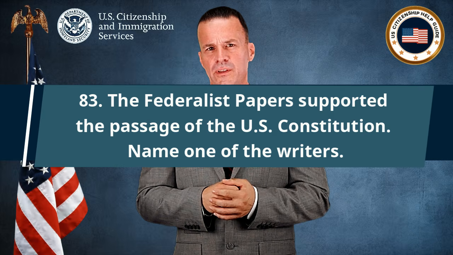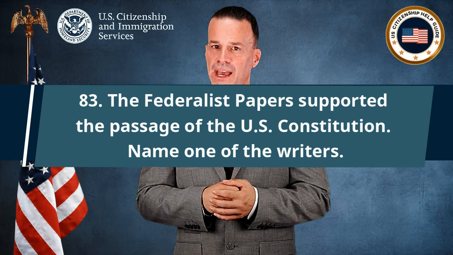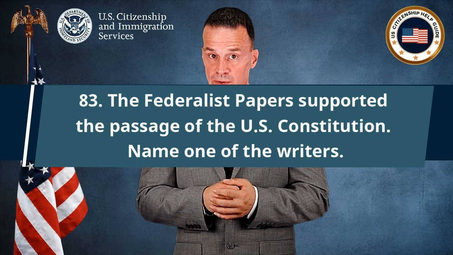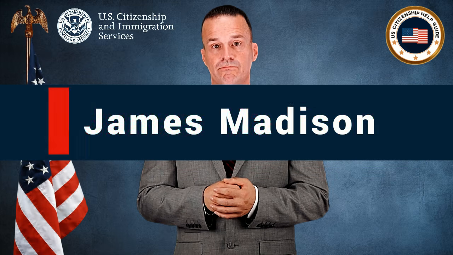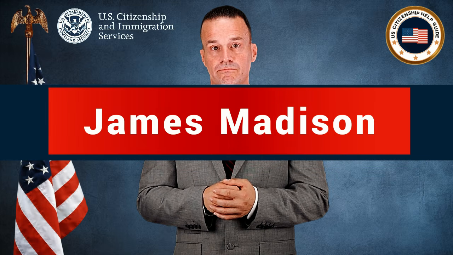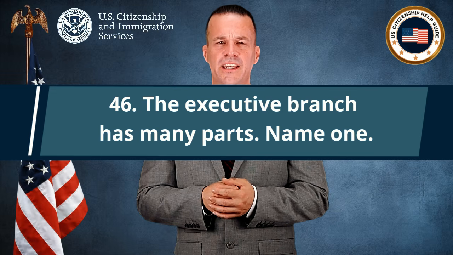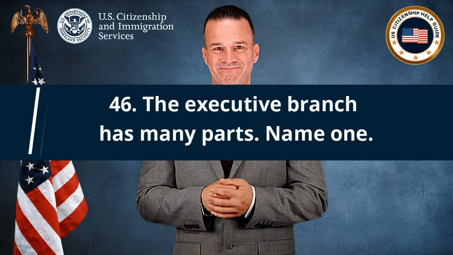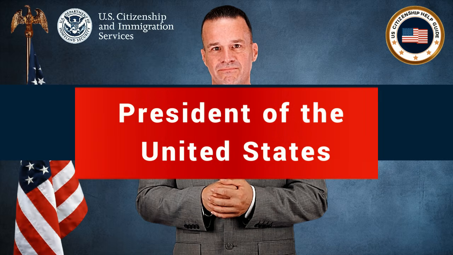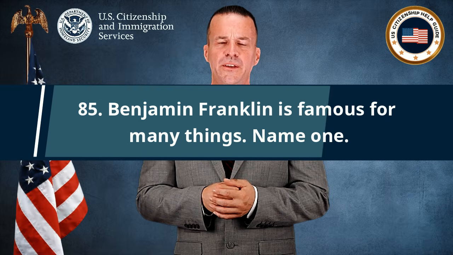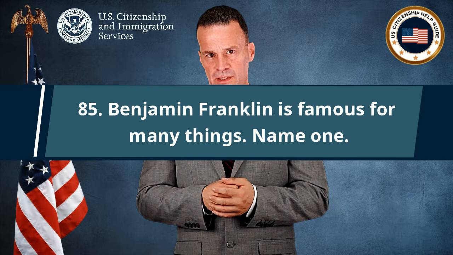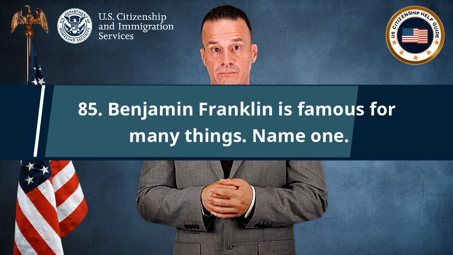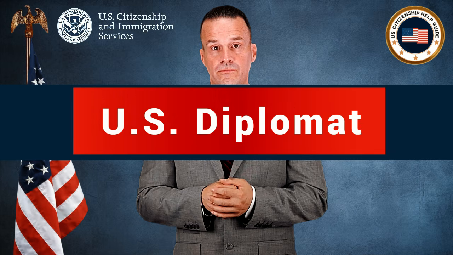83. The Federalist Papers supported the passage of the U.S. Constitution. Name one of the writers. James Madison. 46. The executive branch has many parts. Name one. President of the United States. 85. Benjamin Franklin is famous for many things. Name one. U.S. diplomat.